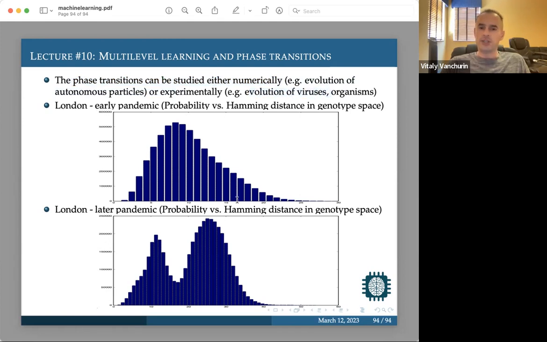Now, here is indirect evidence that the new degrees of freedom should be forming. It's a preliminary result. Here we have early pandemic in London, and this is late pandemic, one year after. What we are plotting here is a probability distribution of the pairs of sequences versus the distance between them.